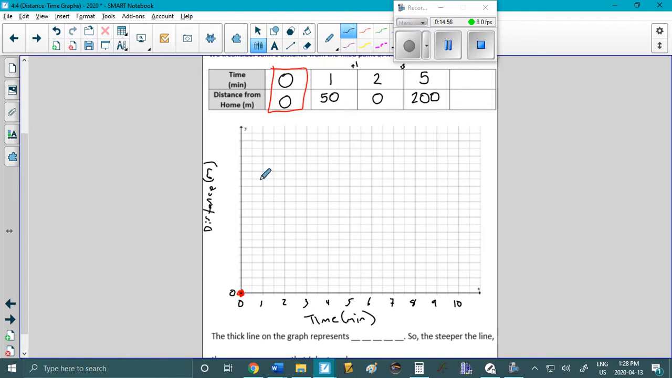All right, now for the distance. The distance goes up to 200. So let's see here. 10, 20, 30, 40, 50, 60, 70, 80, 90, 100. But I need to go to 200. So instead of going up by 10s, I'm going to go up by 20s. And you might remember from last week, I've said a few times, this is the hardest part of this stuff, is finding the right scale. So use pencil. Try it. If it doesn't work, try it again.